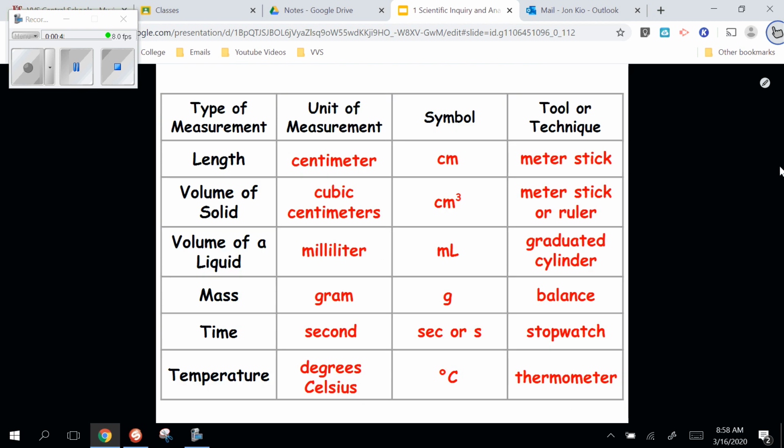All right, here are our types of measurements. The main things we measure: length, volume, mass, time, temperature, and how we measure, the symbol for each, and the tool that we use to measure it.